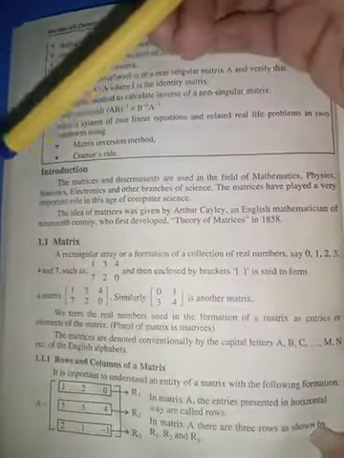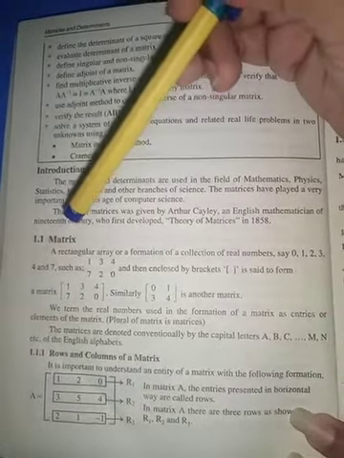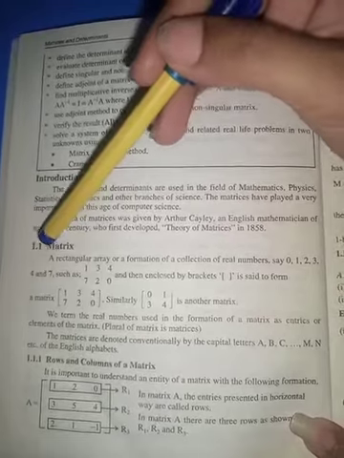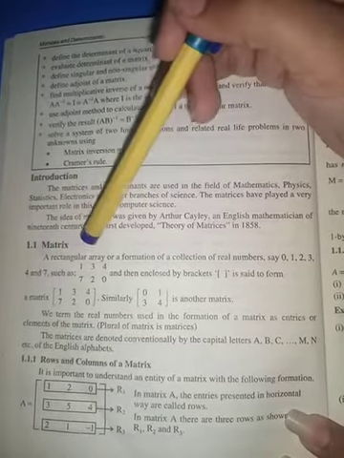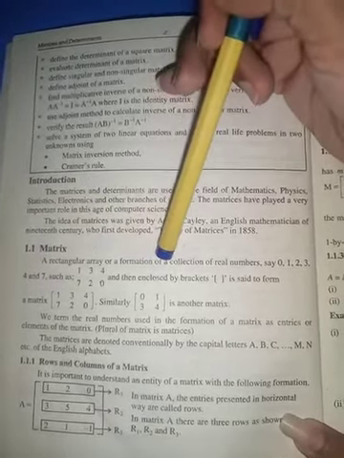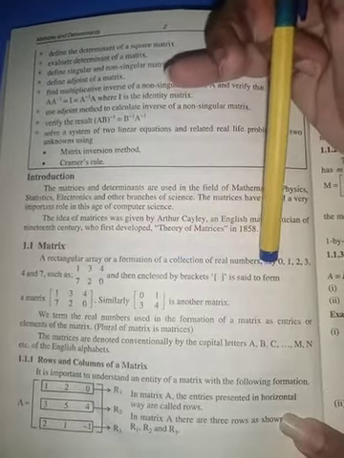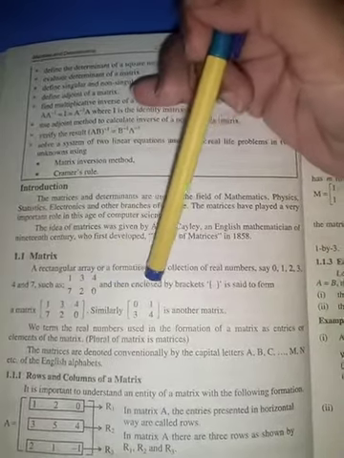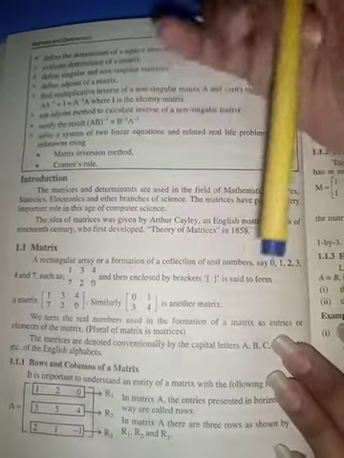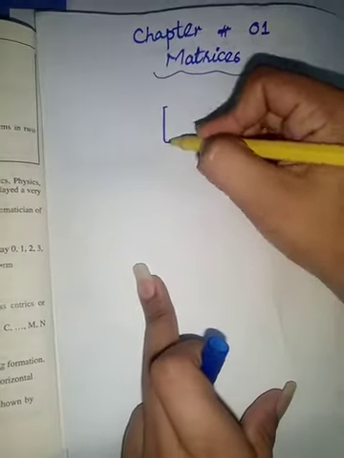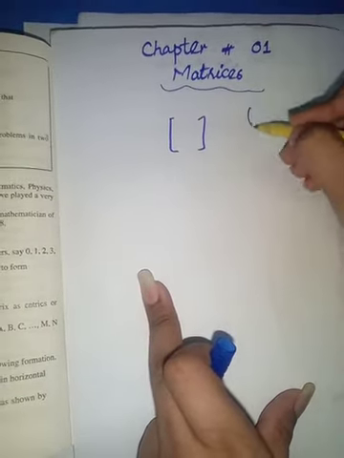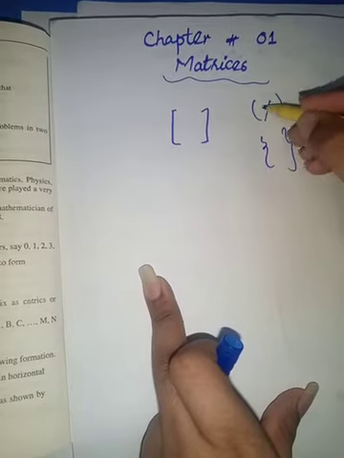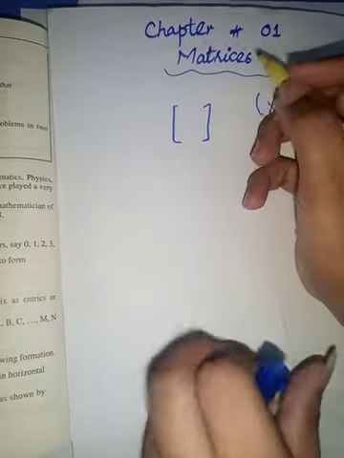Our first definition is matrices. What are matrices? As we have already learned in class 8, matrices are a rectangular array or a formation of a collection of real numbers, say 0, 1, 2, 3, 4 and so on, and then enclosed by square brackets. So students, for matrices we use only square brackets. No round bracket, no curly bracket, only square bracket will be used to represent matrices.